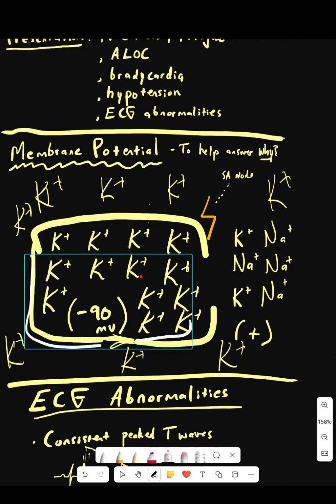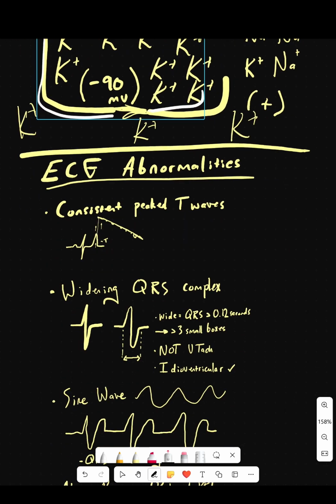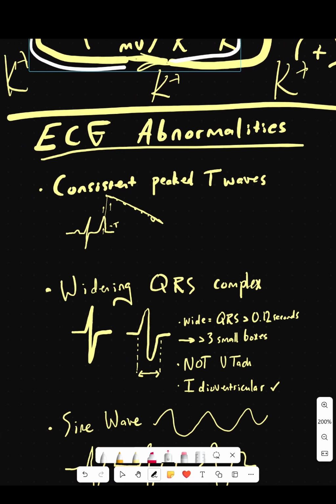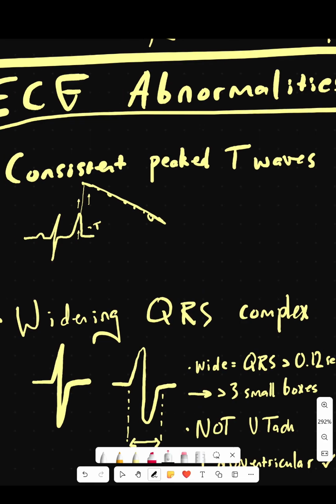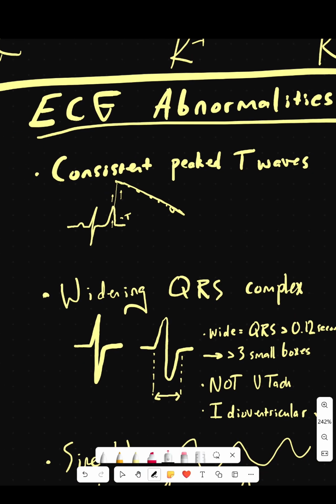Now, that's kind of how things work when your hyperkalemia patient is hooked up to an ECG, all right? Conduction is very slow and clunky, and let's talk about some of those abnormalities, all right? So the first thing that you're going to begin to see is a consistently peaked T wave.